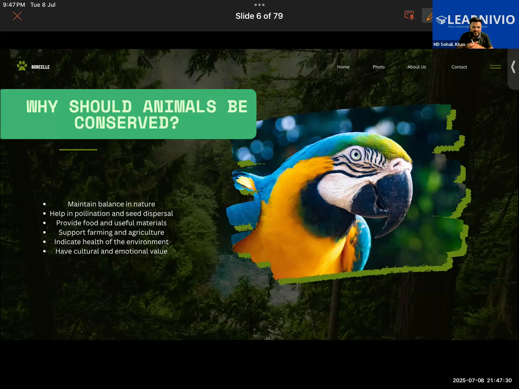Then the animals also have cultural and emotional value. They also add beauty to nature. So for these reasons they need to be conserved.